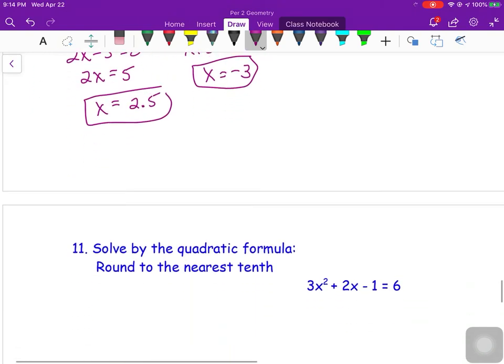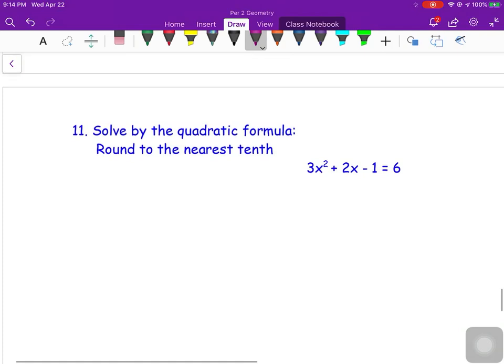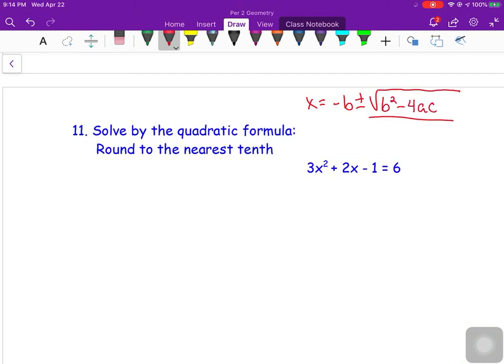The last type of solving for quadratic equations that I want to go through with you is the quadratic formula. The quadratic formula was a formula you memorized. It was x equals negative b plus or minus the square root of b squared minus 4ac, all divided by 2 times a. We still have to set this equal to 0, so we'll subtract a 6 on both sides. 3x squared plus 2x minus 7 equals 0.